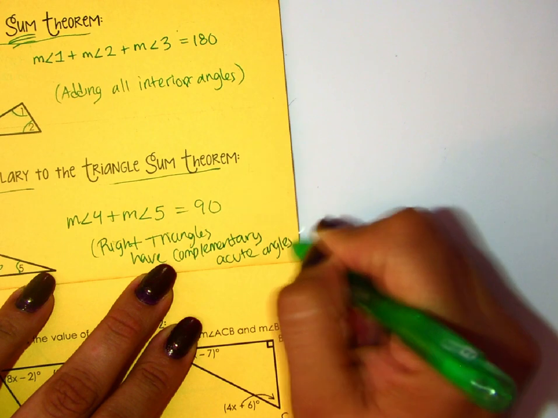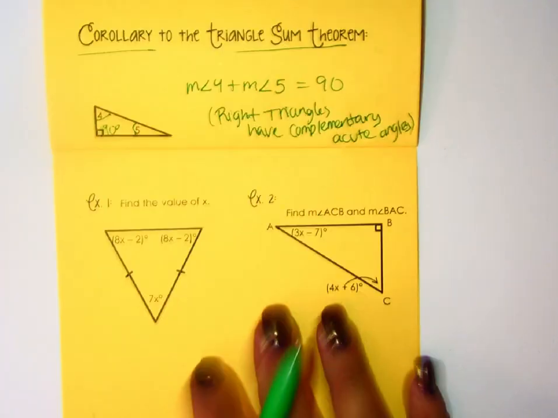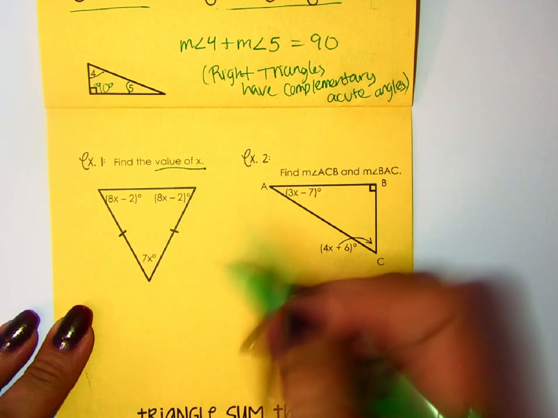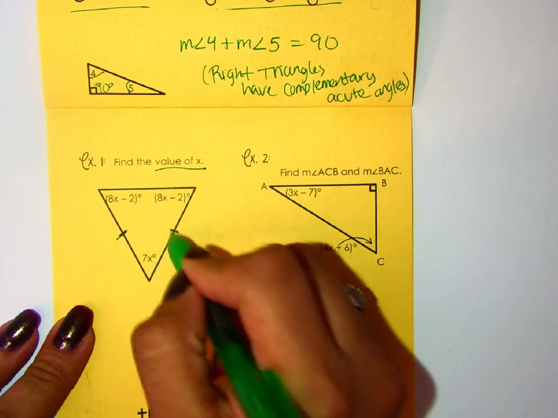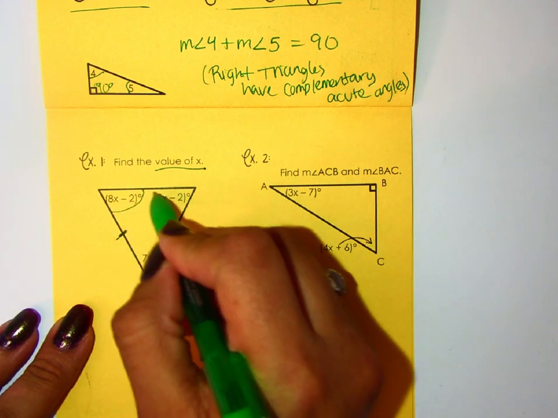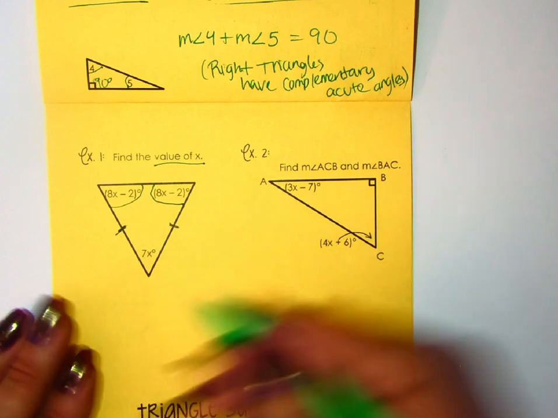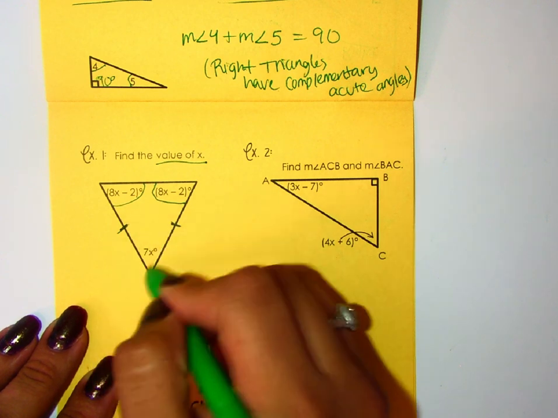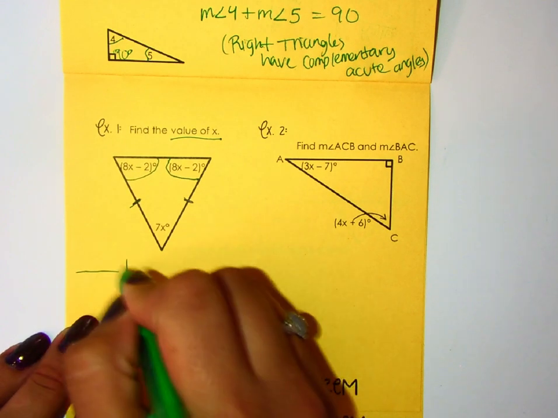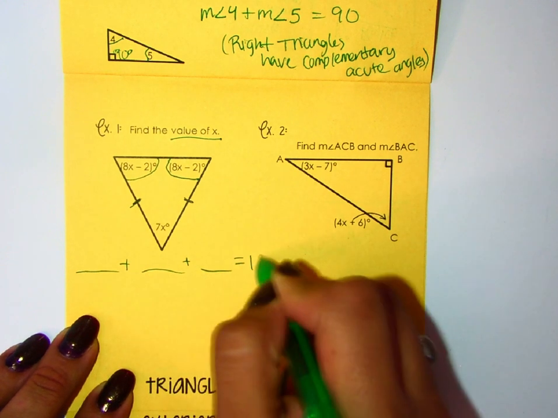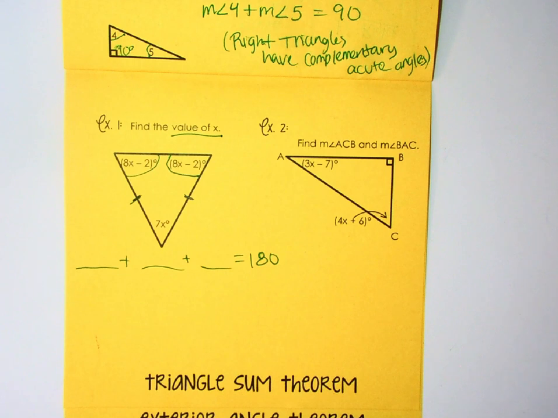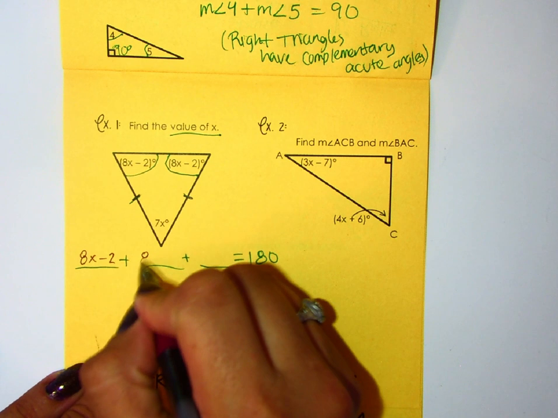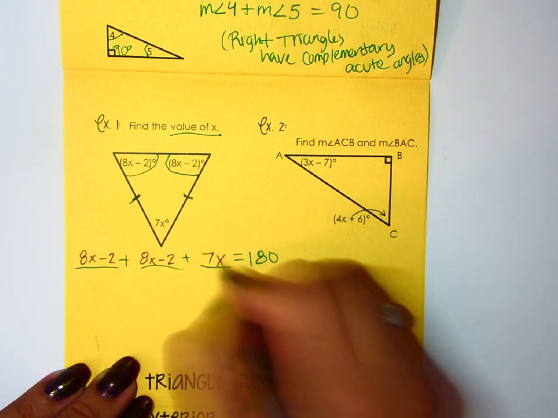All right, let's look at some examples. Here are two examples. The first one says find the value of x of this triangle. And even though it's notated that these are congruent, we notice that these angles are also congruent. So it's the isosceles triangle. We are going to find the value of x by using these expressions, and we're going to add all three of them, and they should equal 180. So we're going to have 8x minus 2 plus 8x minus 2 plus 7x.